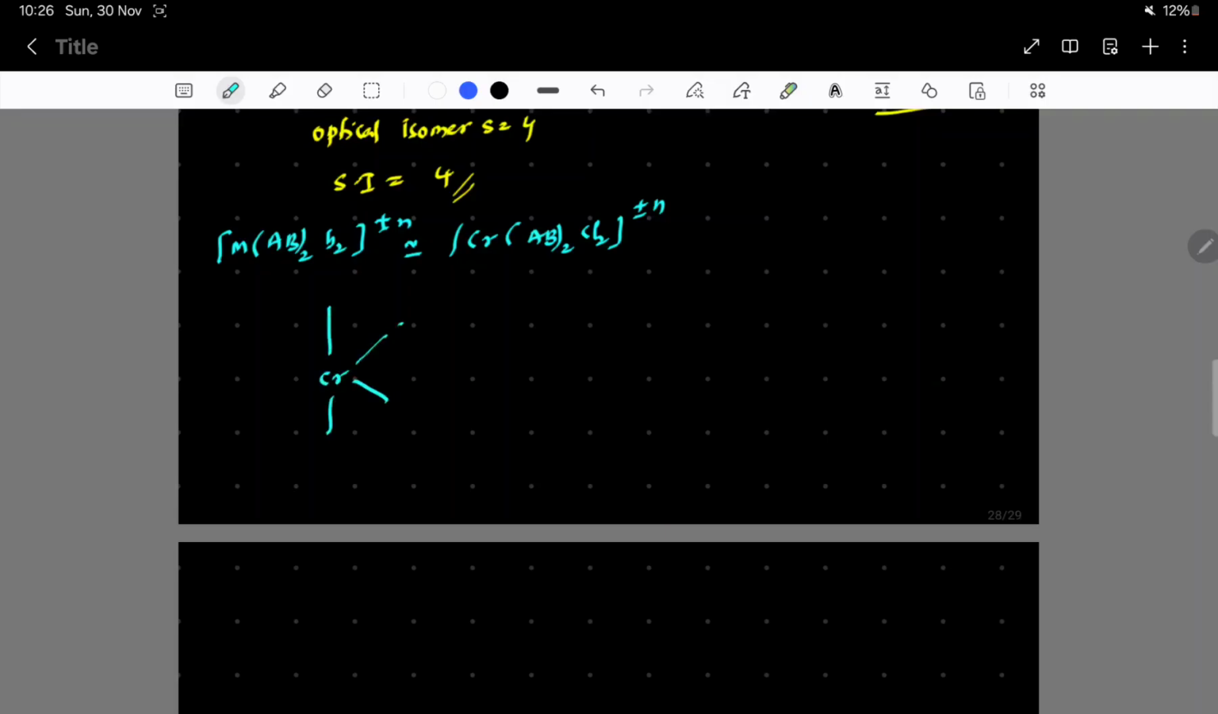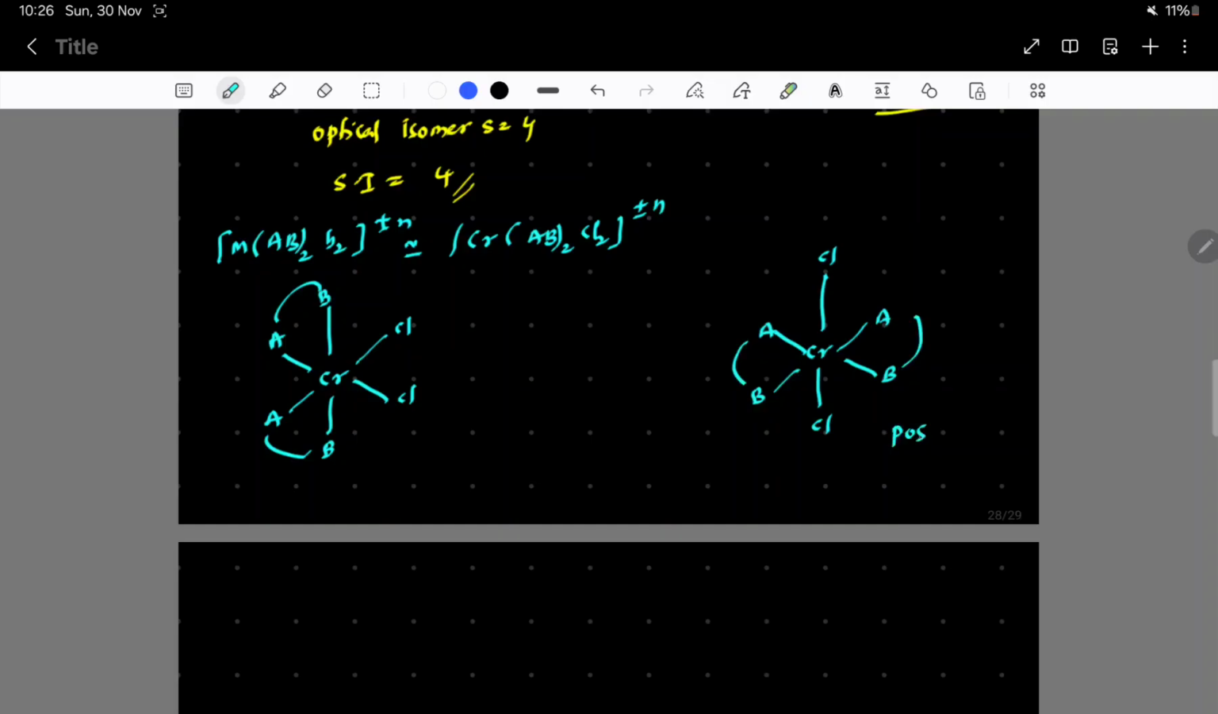Now this is Cl and this is Cl. I will keep AB like this. I will keep AB like this. Now look at student, I will write both Cls on like this, student. So Cl I will write, student. Now this will be AB. Now I will write, student, AB. Right. So look at student, so these are opposite, student. So plane of symmetry is present, right? So it is optically inactive.